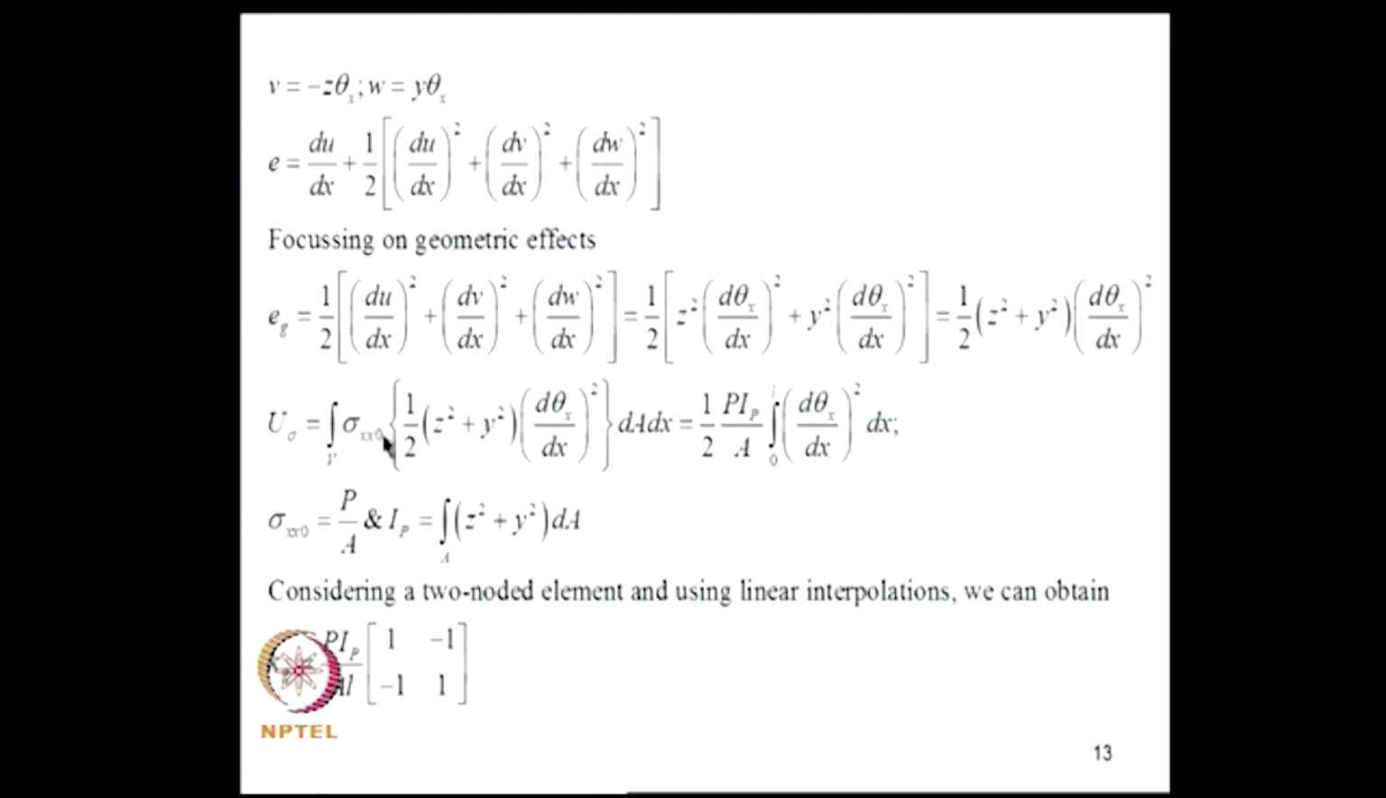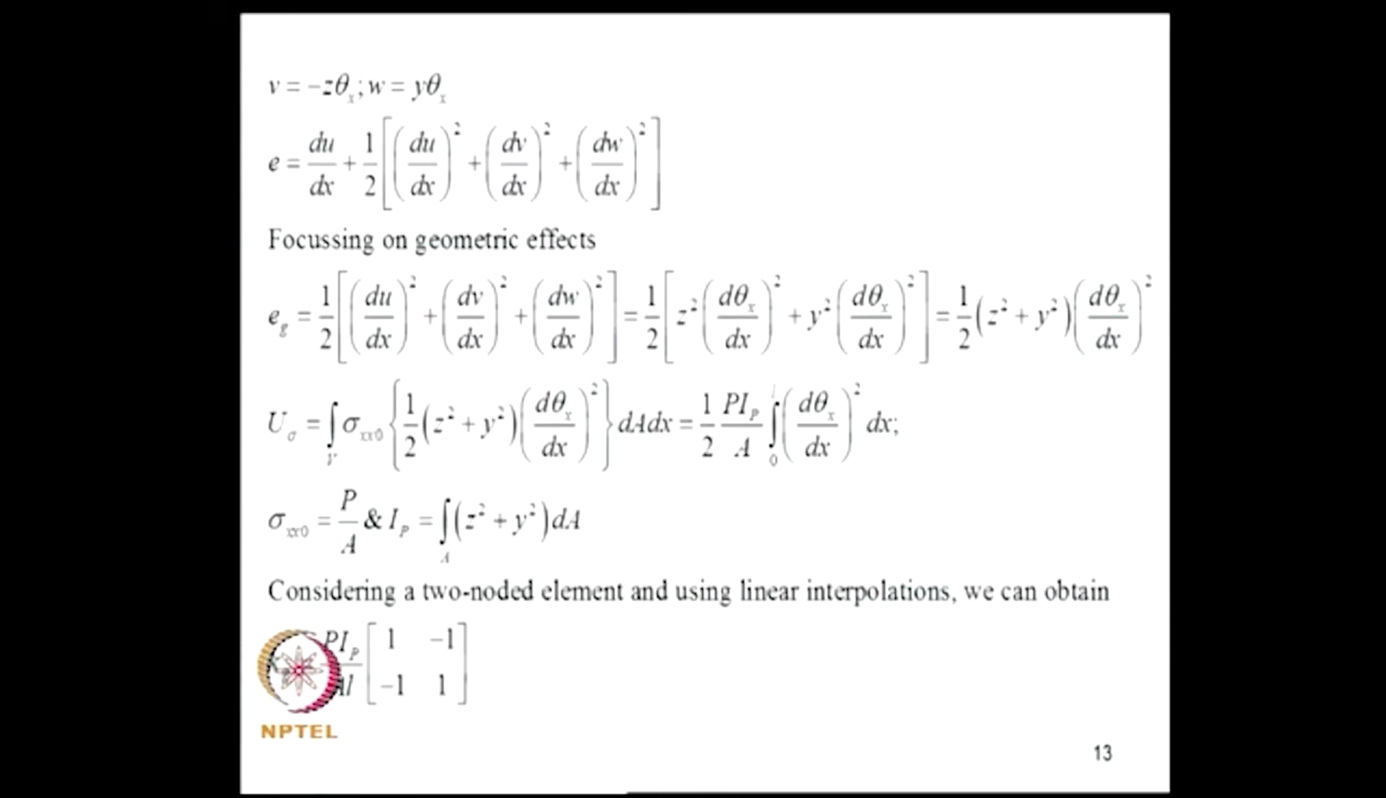So, this stress sigma xx naught acts on this longitudinal strain leading to this term, where sigma xx naught we write as p by A, and Ip is this area moment of inertia. Now, we can use the finite element method, the first order derivative is there and for a 2 noded element theta x should be the degree of freedom, use linear interpolation functions, we have done this several times. So, the geometric stiffness arising out of this interaction is given by this.